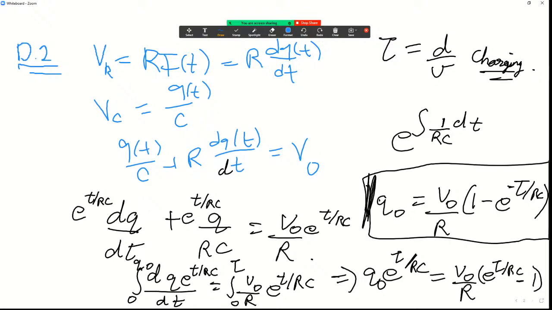Okay, I think that's what I remembered for this type of problem. So this would be the charging process complete. Now we have to do discharging. Can you make another slide?